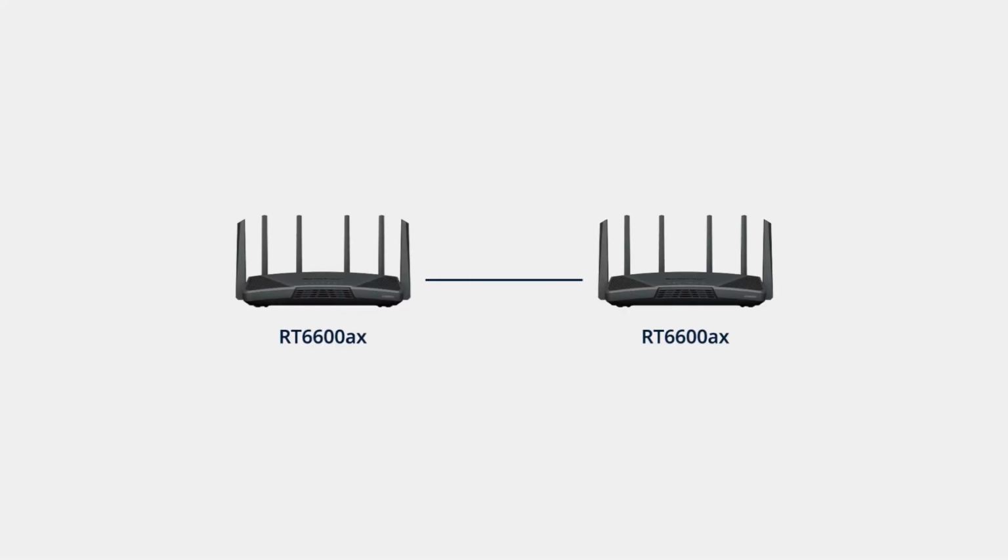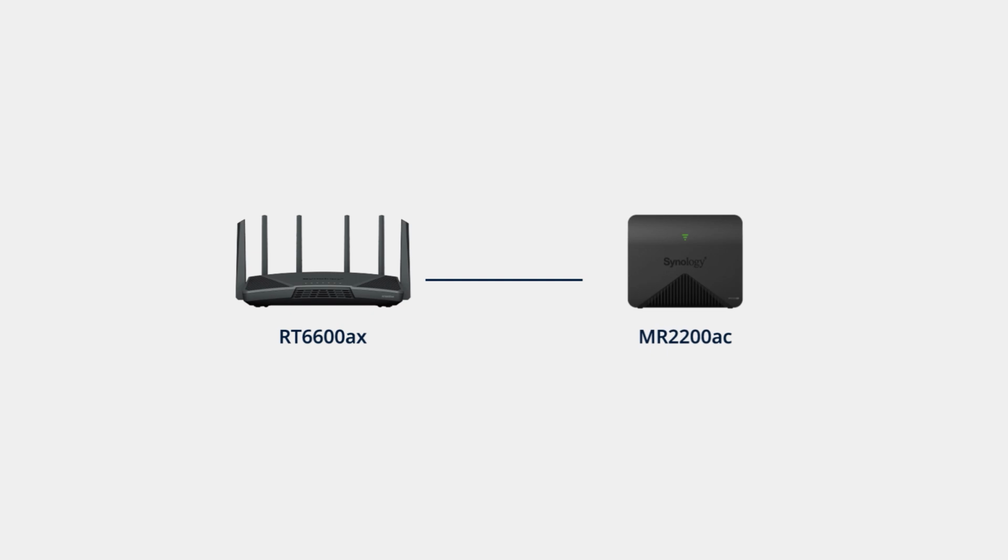Now, inside of SRM 1.3, there's already support for the RT6600AX router to enter into a mesh environment with itself, another RT6600AX router model. However, in future iterations of SRM in 1.3.1, there will also be support to mix and match, have an RT6600AX router pair with an RT2600AC router in a mesh environment, as well as the MR2200AC router in a mesh environment. So please look forward to that and keep an eye out in our newsletters for that new update down the line.